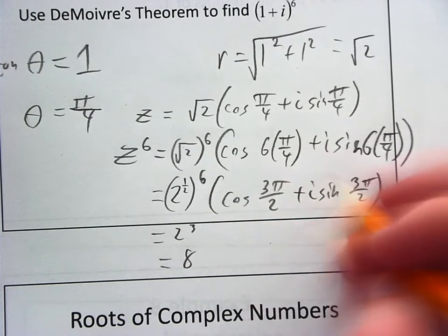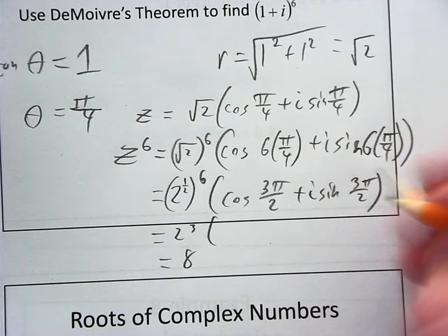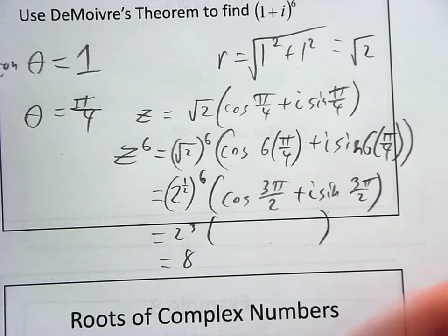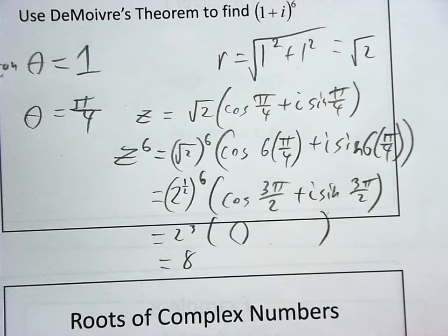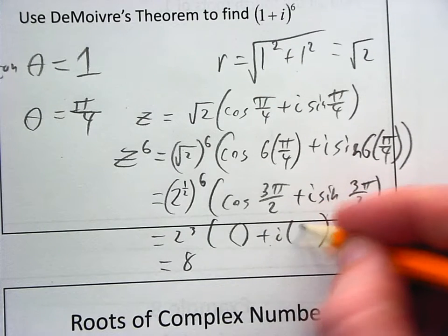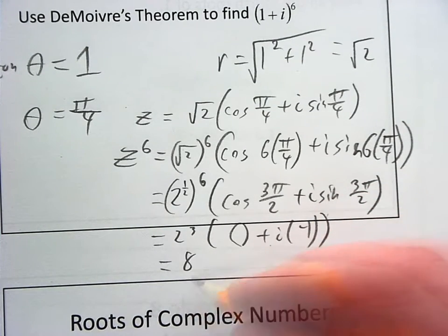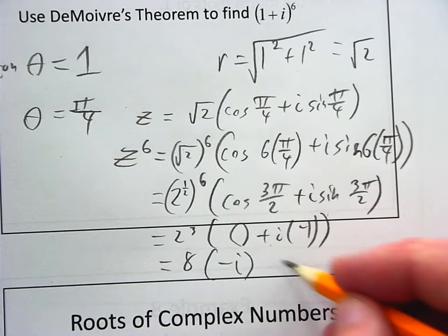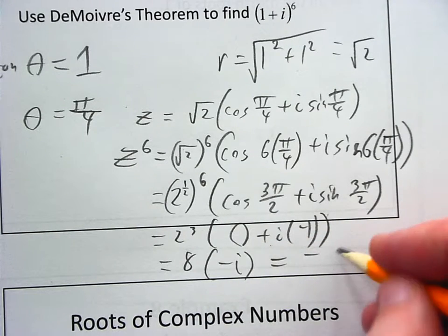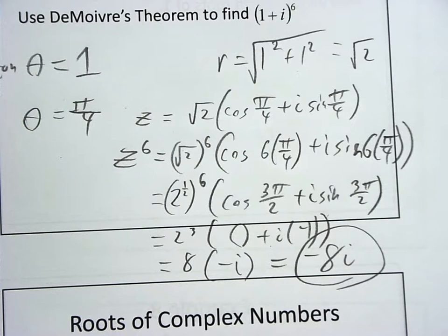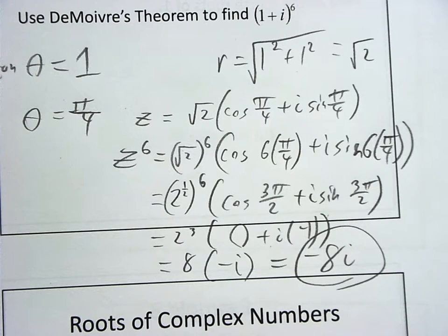So you have 8 times, well, what is cosine of 3 pi over 2? 0. What's sine of 3 pi over 2? Negative 1. So really what I have here is 8 times negative i, which is just negative 8i. So rather than multiplying it all out, all that distribution and foiling, you can just change it to trig, and it gets you straight to the answer. You take off the radius.